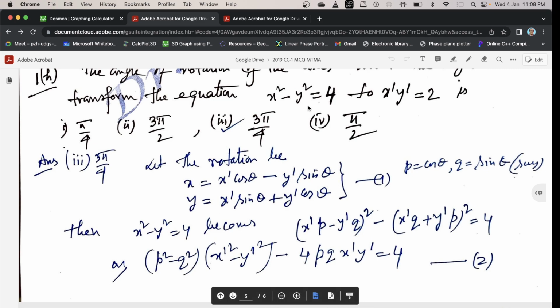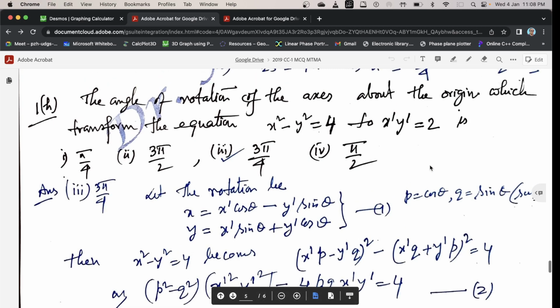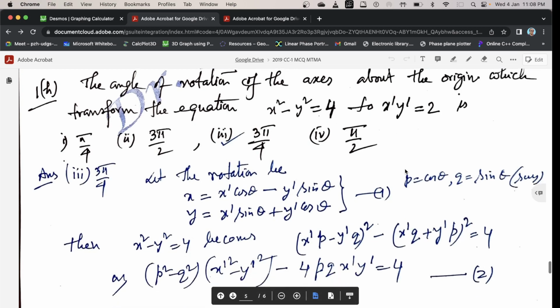So the given equation x squared minus y squared equals 4 becomes, after rotation, (x'p minus y'q) whole squared minus (x'q plus y'p) whole squared equals 4. Here we take p equal to cos theta and q equal to sin theta. After simplification, we get (p squared minus q squared)(x' squared minus y' squared) minus 4pq x'y' equals 4. So this equation 2 becomes x'y' equals 2.